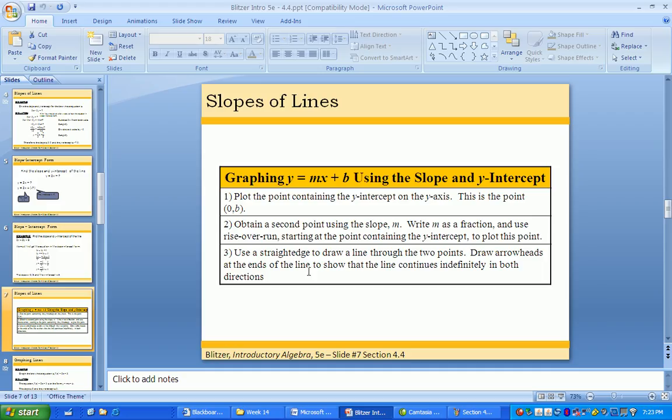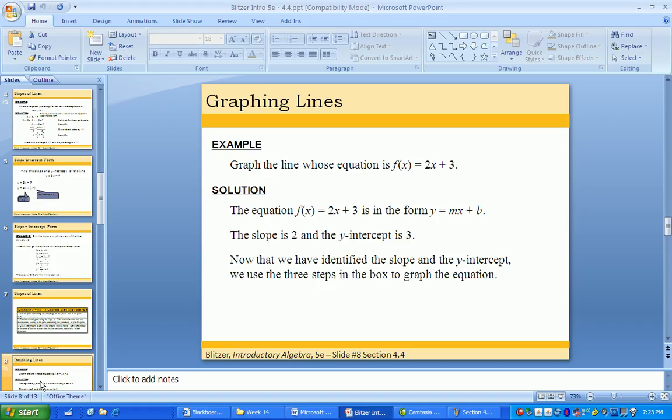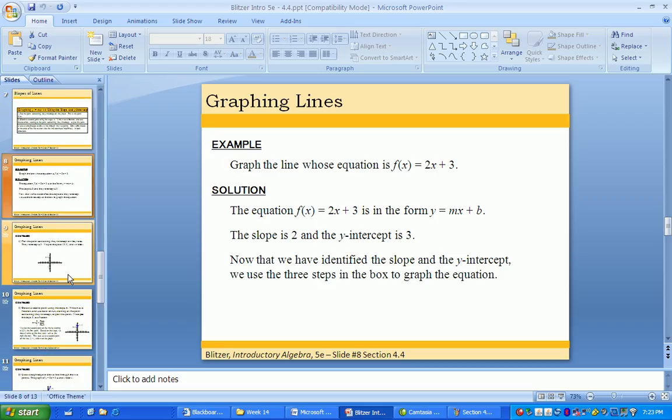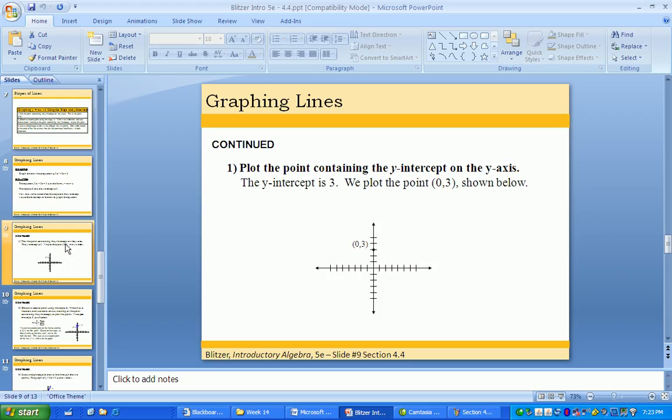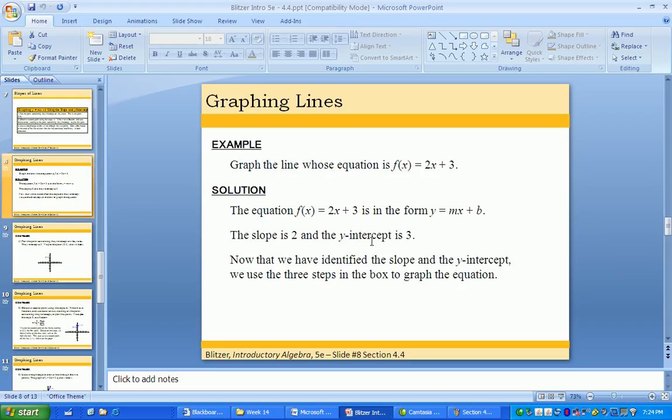So here's an example. Graph the line whose equation is f of x is equal to 2x plus 3. This is a little different than what you've been seeing. You're seeing this f of x. All that means is y. Anytime you see f of x, just know that all it means is y. So we're going to go ahead and plug in y there. I wish they wouldn't have done it that way, because we didn't talk about f of x very much. So after we plug in y instead of f of x, we get y is equal to 2x plus 3. Again, in 2x plus 3, we see that 3 is our y-intercept and 2 is our slope.